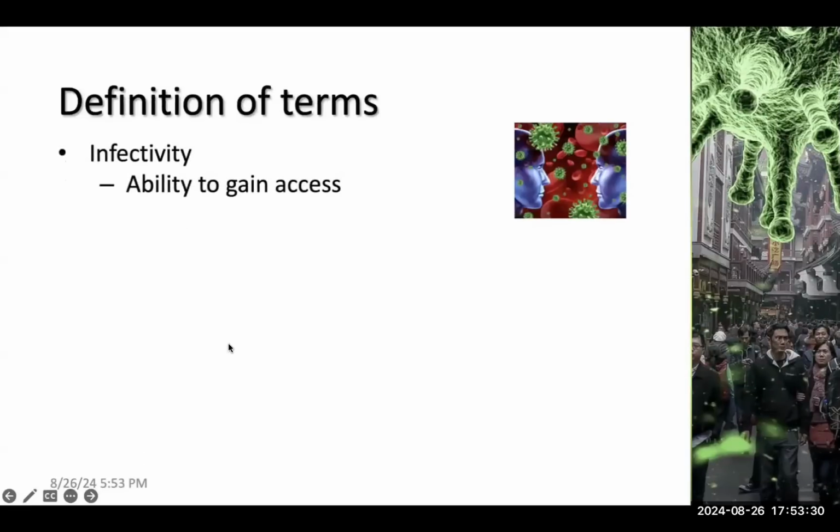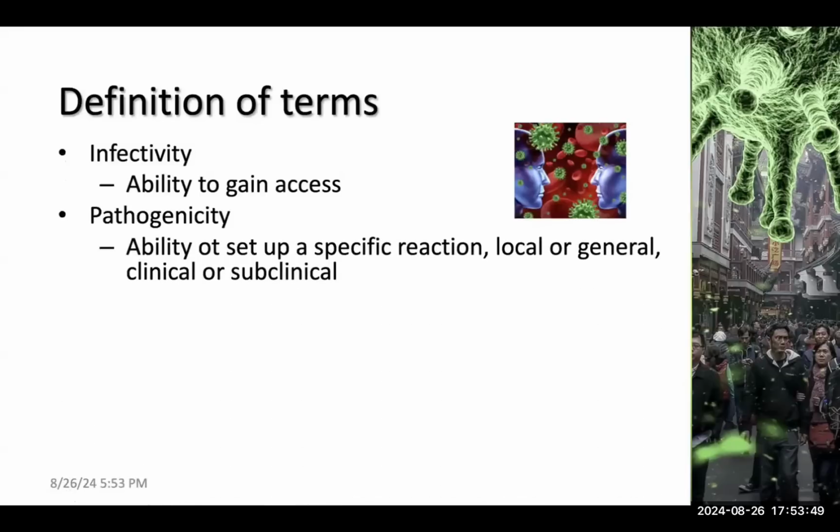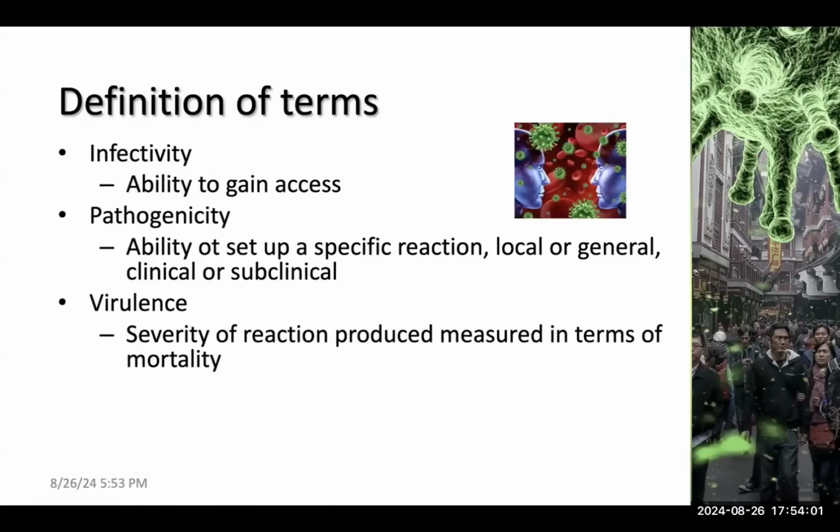Some definition of terms. Infectivity refers to the ability of the agent to gain access to the host. It refers to the proportion of exposed persons who become infected. Pathogenicity is the ability to set up a specific reaction, local or general, clinical or subclinical. It refers to the proportion of infected persons who will develop the clinical disease. Virulence refers to the severity of reaction produced, measured in terms of mortality. This is the proportion of persons with a clinical disease who would become severely ill or die.